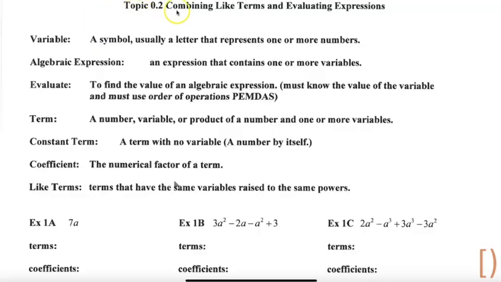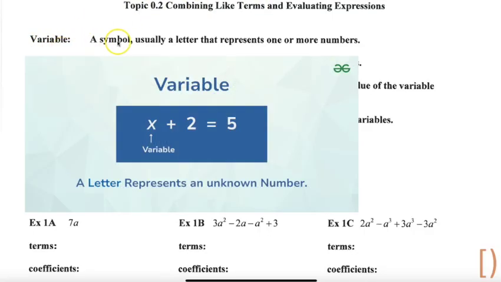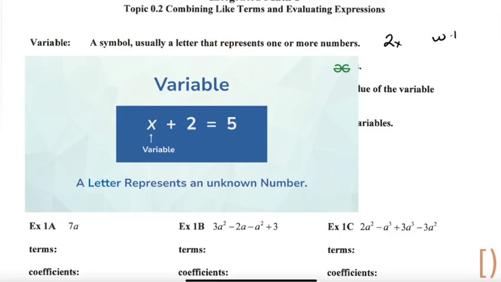In this lesson, we're going to talk about how to combine like terms and evaluate expressions. Let's do the vocab first. Variable. It's a symbol, usually a letter, that represents one or more numbers. So a lot of times you'll see x, like 2x, or w plus 3.